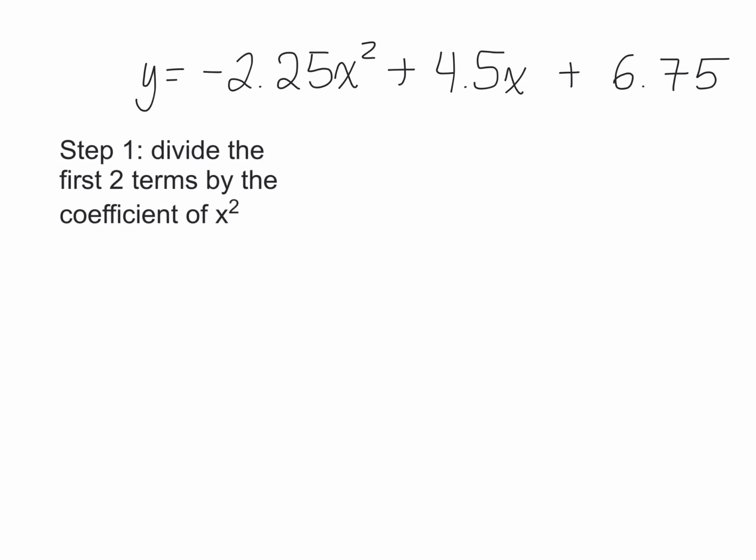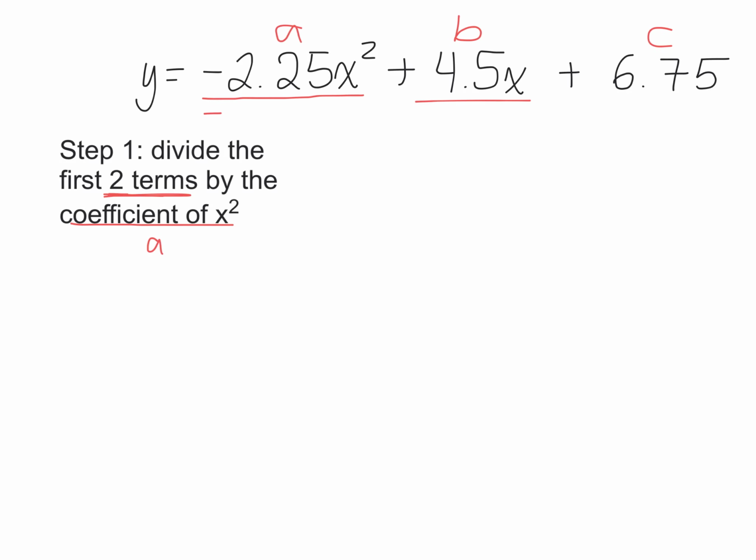Okay, so to complete the square, if a, the coefficient of x squared, is not equal to 1, the first step is to divide the first two terms only. Because we don't care about the third term right now, since we're going to be creating a new value of c. So divide the first two terms by the coefficient of x squared.